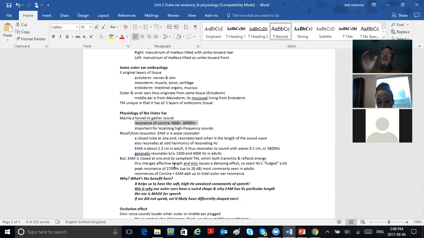The mass and stiffness of the concha resonate with 5,000 to 6,000 hertz. Very high frequencies. Kind of frequencies like the letter S. Very high pitched. Important for localizing the direction of high frequency sounds.